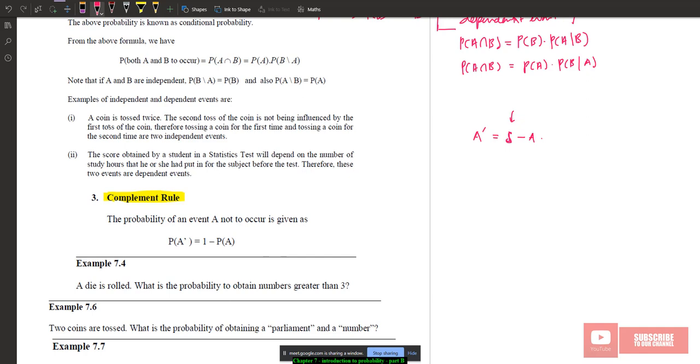But in probability, if you understand the rule of probability, the summation of all probability is equal to 1. So the probability of A complement, right, is equal to 1 minus probability of A, right? Means that probability of S should be equal to 1. So if you replace this one, it should be equal to 1, right?